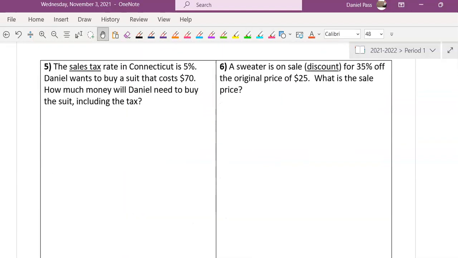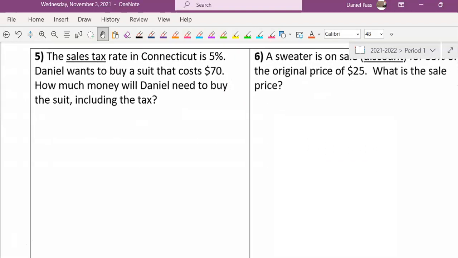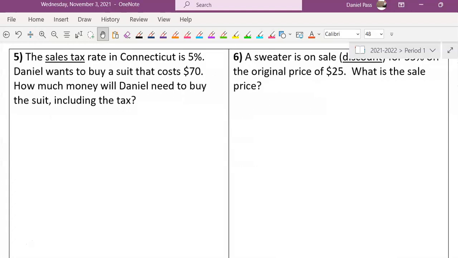The sales tax rate in Connecticut is 5%. Daniel wants to buy a suit that costs $70. How much money will Daniel need to buy the suit, including the tax? Okay. You turn the 5% into a decimal, and that's 0.05. Okay, do you want to pick a color? Purple.